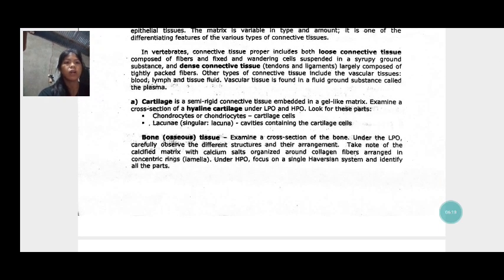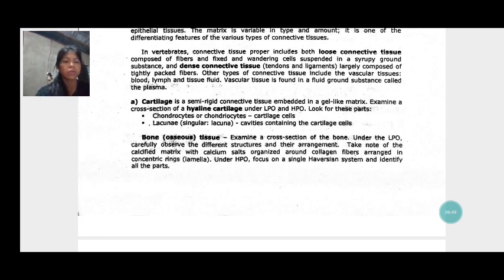First is the cartilage. Cartilage is a semi-rigid connective tissue embedded in a gel-like matrix. Examine a cross-section of a hyaline cartilage under LPO and HPO. Look for these parts: chondrocytes, or cartilage cells. Lacunae, or singular lacuna, means cavities containing the cartilage cells.